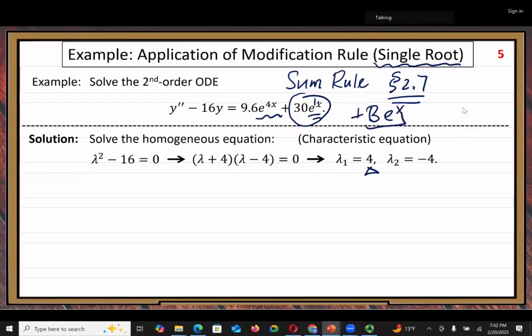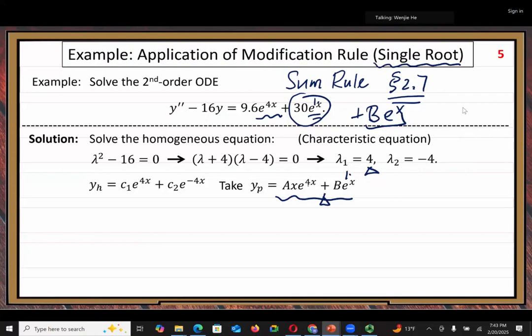Okay. So now you get it. Homogeneous, we can write it easily. But for yp, a x times e to the 4x plus b times e to the x. Now I hope you understand, okay? Because this is from the sum rule. That b, we do not multiply x, because it's not a root. That 1 is not a root. 1 times x, not a root. So we do not multiply any x.